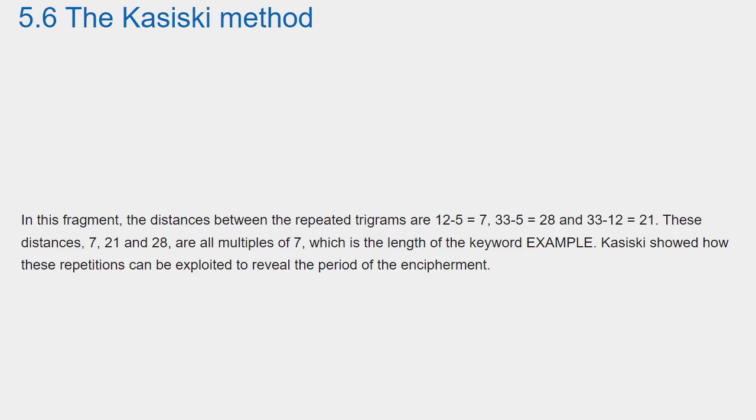In this fragment, the distances between the repeated trigrams are 12 minus 5 equals 7, 33 minus 5 equals 28, and 33 minus 12 equals 21. These distances, 7, 21 and 28, are all multiples of 7, which is the length of the keyword example. Kasiski showed how these repetitions can be exploited to reveal the period of the encipherment.